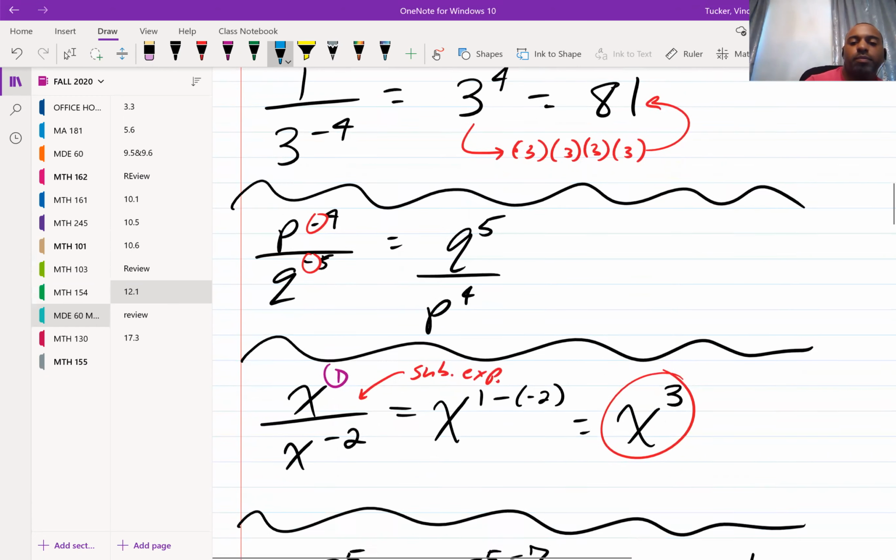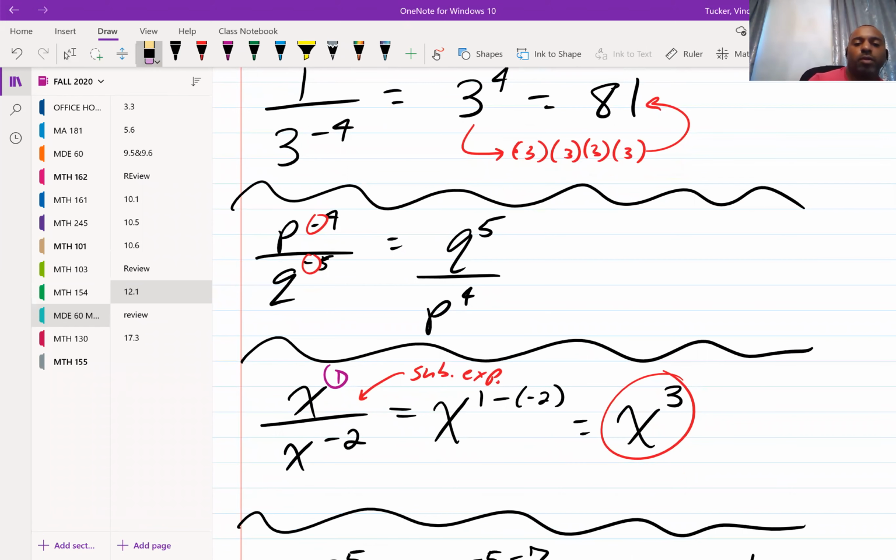All right, so here we have x over x to the negative 2nd power. So don't forget, whenever you're dividing, you're going to subtract your exponents. And also, when you don't see anything as an exponent, you assume there's a 1 there. So that'll give us 1 minus negative 2.